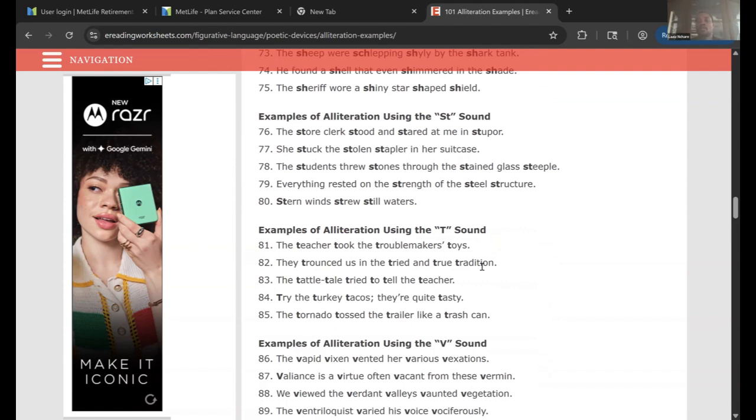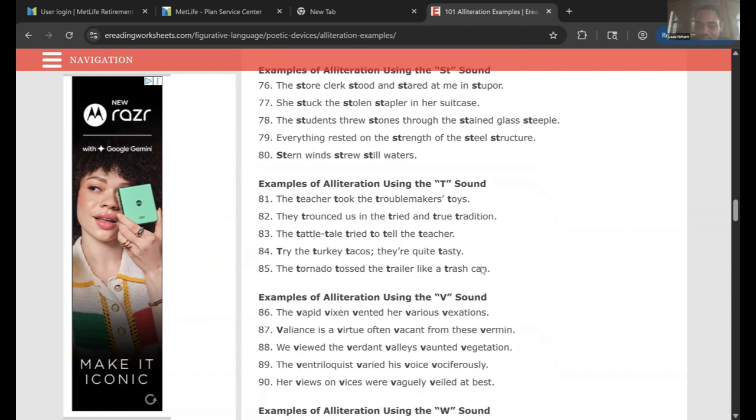Example of alliteration using the T sounds. The teacher took the troublemaker's stories. They trudged us in the tried and true tradition. The tattletale tried to tell the teacher. Try the turkey tacos. They are quite tasty. The tornado tossed the trailer like a trash can.